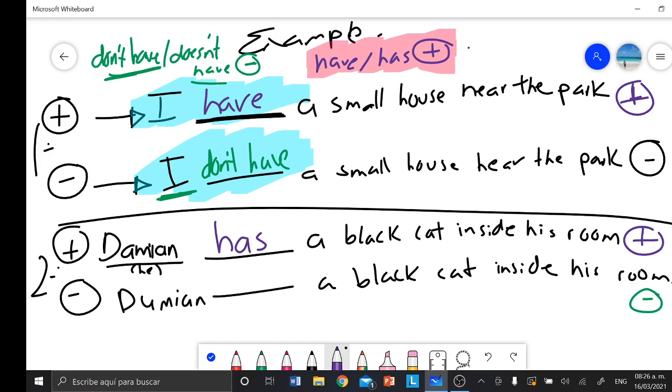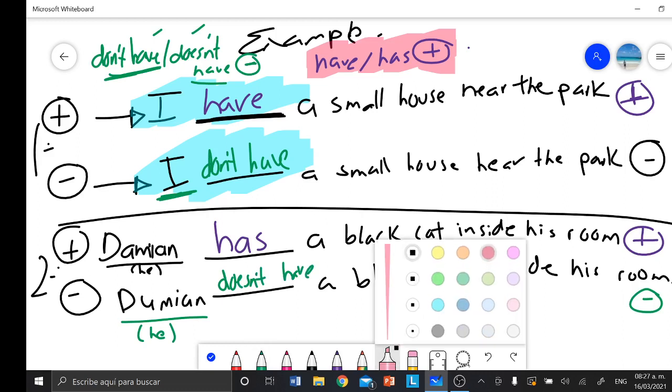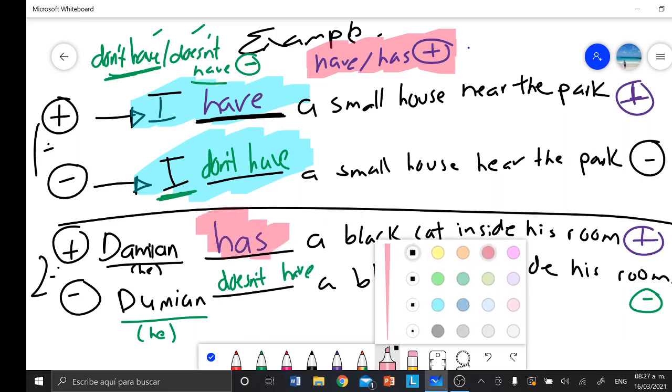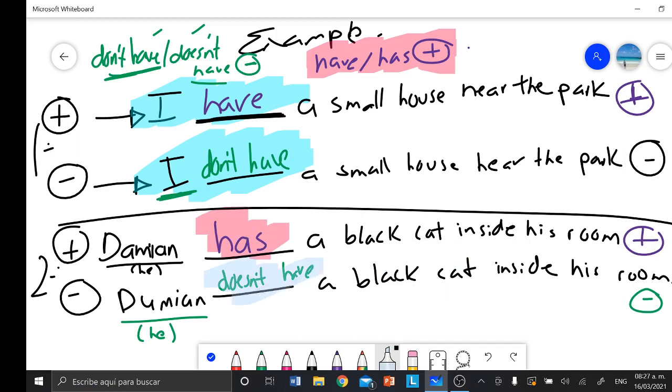Now let's focus on the negative form, en la forma negativa. In this case, what are the options? Don't have and doesn't have. Pero en este caso, Damián is he, is from the group number 2, he, obviously. So the answer is going to be, Damián doesn't have a black cat inside his room. And those ones are our answers, okay? This one is the first one. And the second one, which is negative form, is this one over here.